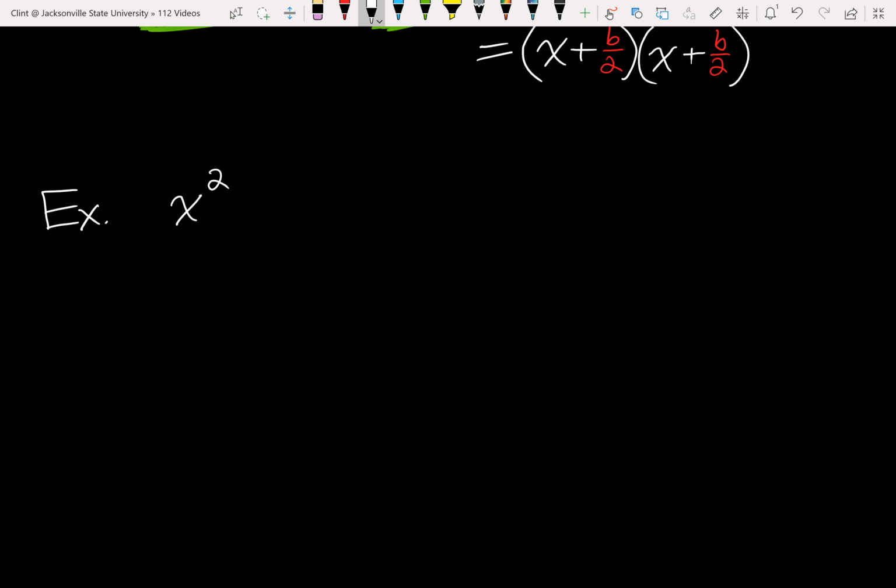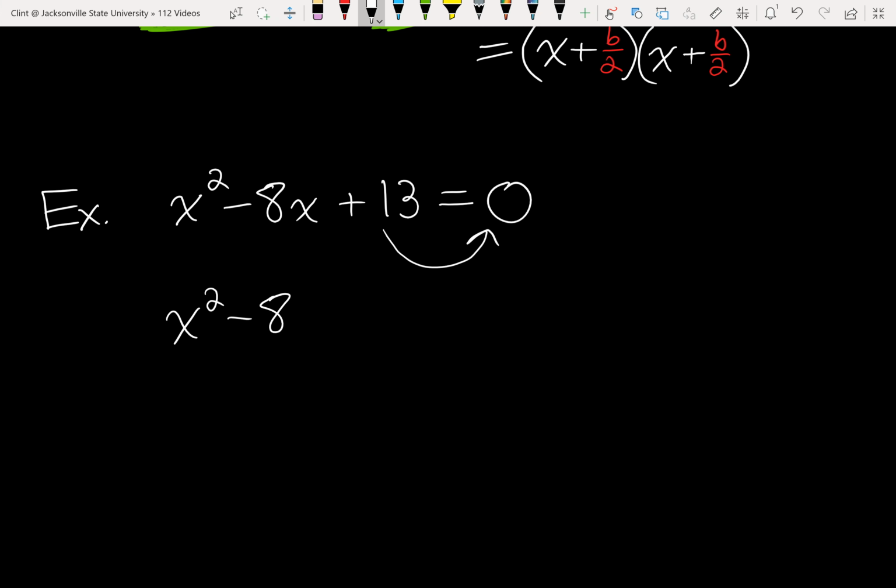x squared minus 8x plus 13. So our first step is we only want terms that have x's to be on our left side. So first we're going to take this 13 and move it over. So we have x squared minus 8x, and I'm going to leave some room because I know we got to add that magic b over 2 number here in a second, equals, to move the 13 over, we subtract 13 from both sides. Negative 13 over.